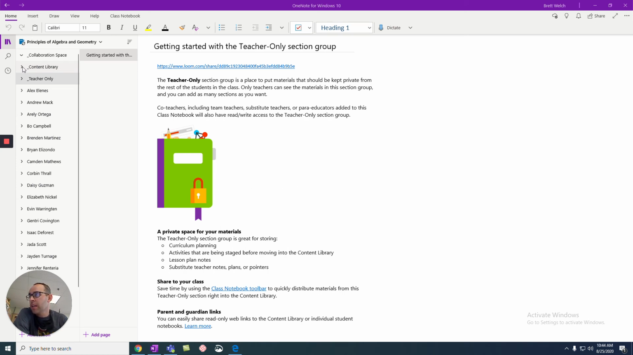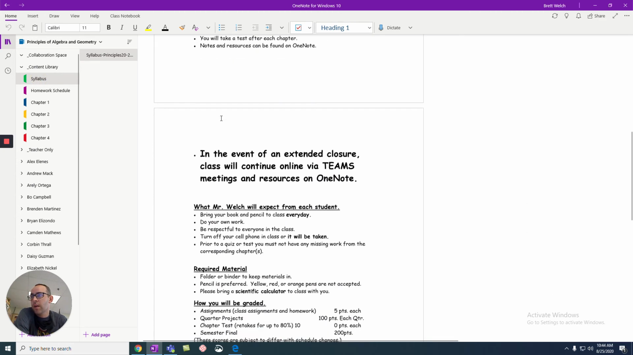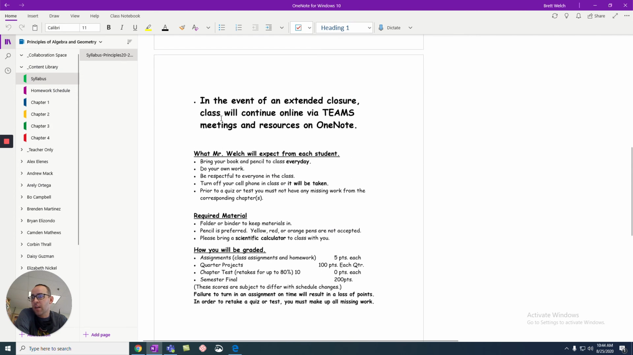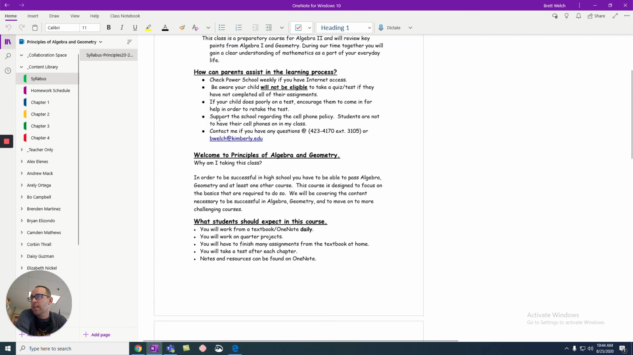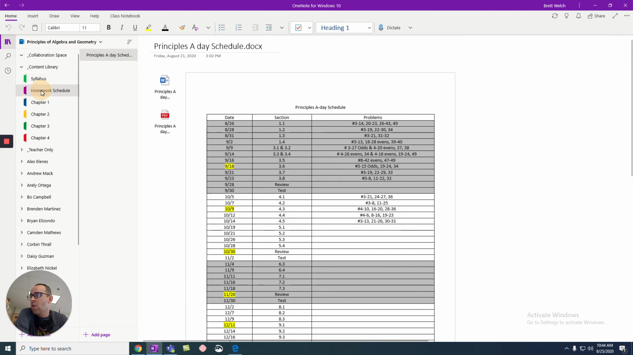So if I just click here on Content Library, we're going to see several tabs open up. First off is going to be our syllabus. Now we'll go over this in class, and I'll demonstrate all this to you there as well. But you can see there's our syllabus that talks about how we're graded and what content we're covering and where everything's at. The next thing we can look at is our homework schedule.